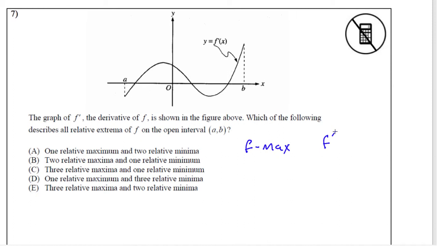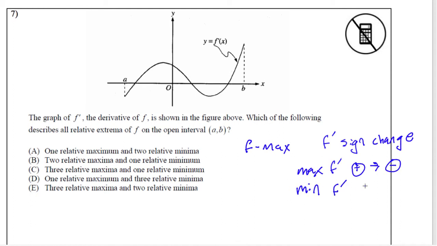Say, yeah, so it's f prime sign change. F prime sign change is relative extrema, so that's relative extrema. So f prime positive to negative is a max. What about a min? F prime goes from negative to positive. Perfect. Negative to positive. And since this is f prime, we're just looking at the heights.